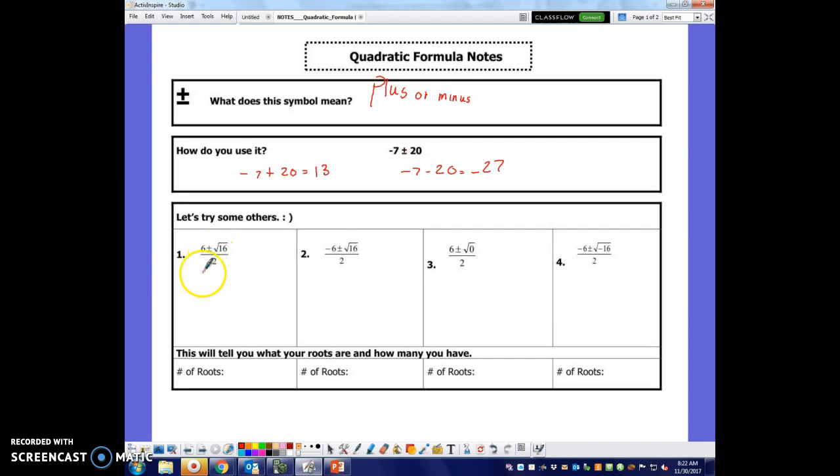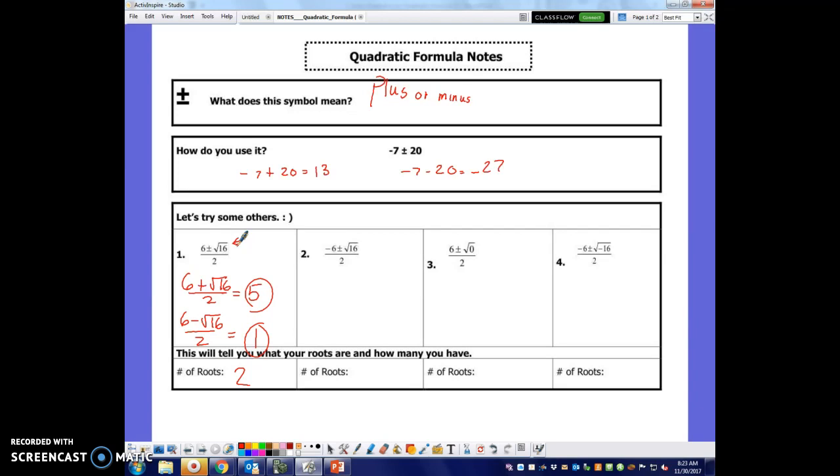So what is 6 plus the square root of 16? 10. Divided by 2? 5. Boom. Now we're going to look at 6 minus the square root of 16. What is that? 2. Divide that by 2 and you get 1. Okay, so how many roots do we have? 2. And we already knew that was going to be the case because the discriminant is greater than 0. Okay.